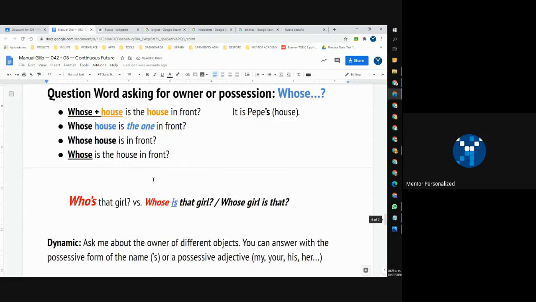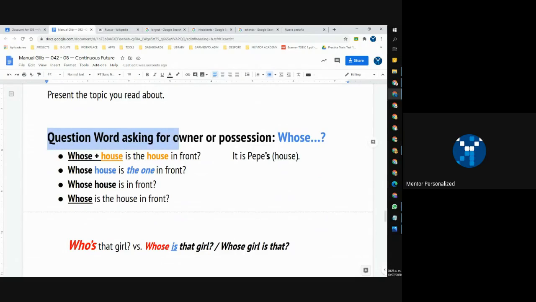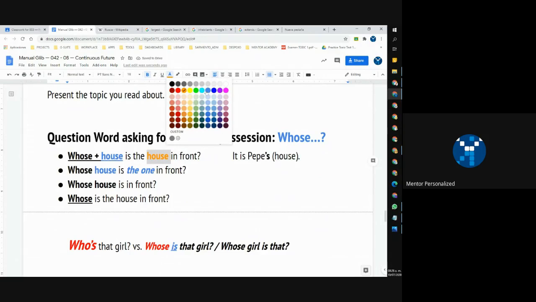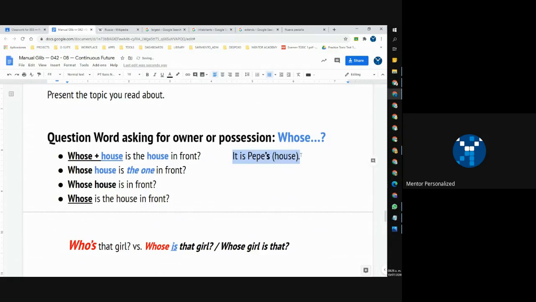Very good. Finally, we have the question word asking for owner or possession. How do you say de quién in English? It's whose. Repeat, whose. For example, whose house is the house in front? Repeat. ¿De quién es la casa que está enfrente? It's Pepe's. Repeat, it's Pepe's.